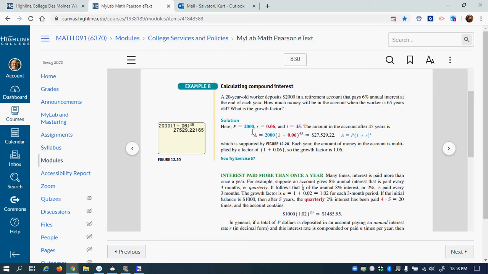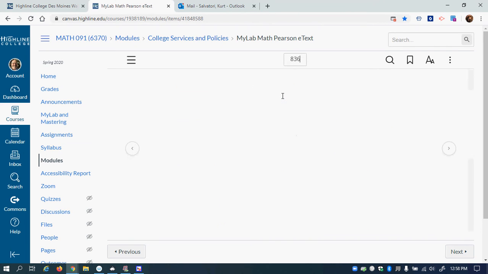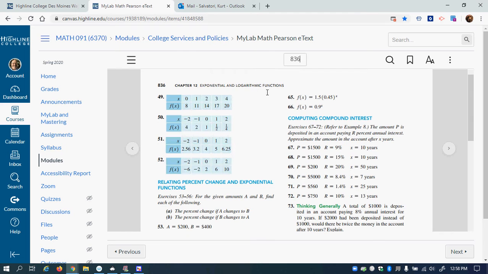This is a really important piece so that you can do your own kind of investment down the road. So let's look at problem 67, which is on page 836. Okay, so we're doing 67. It's the same idea. We have 1,500, 9%, and it's 10 years.